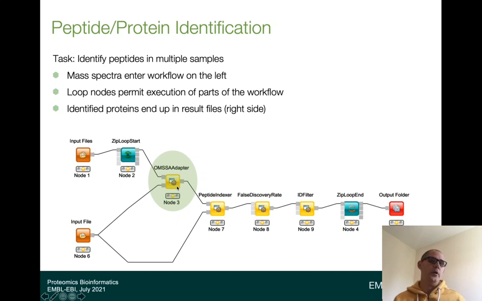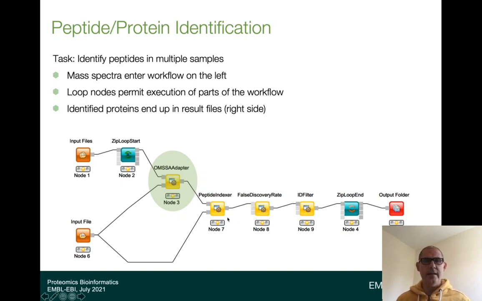Whereas with a monolithic tool, you really need to wait until the tool is supported, and most of the monolithic tools only support one search engine, the one that belongs to the monolithic tool. For example, MaxQuant uses Andromeda and does not allow you to bring new tools into the workflow.